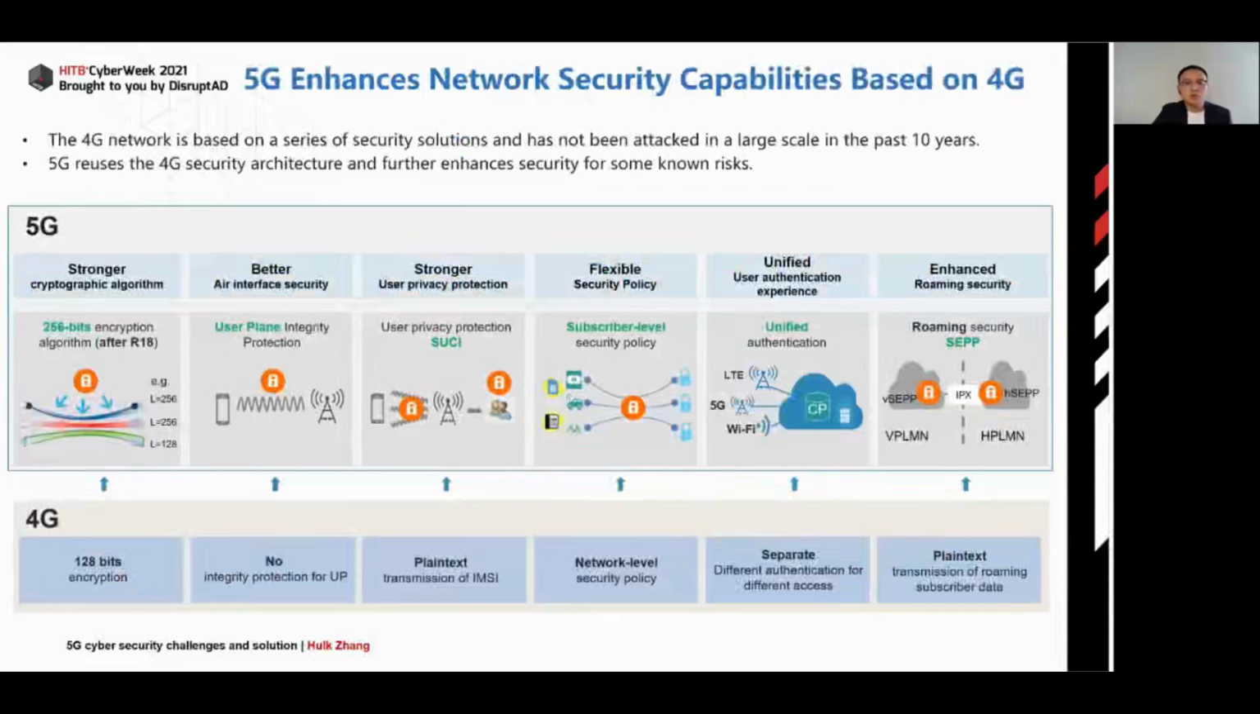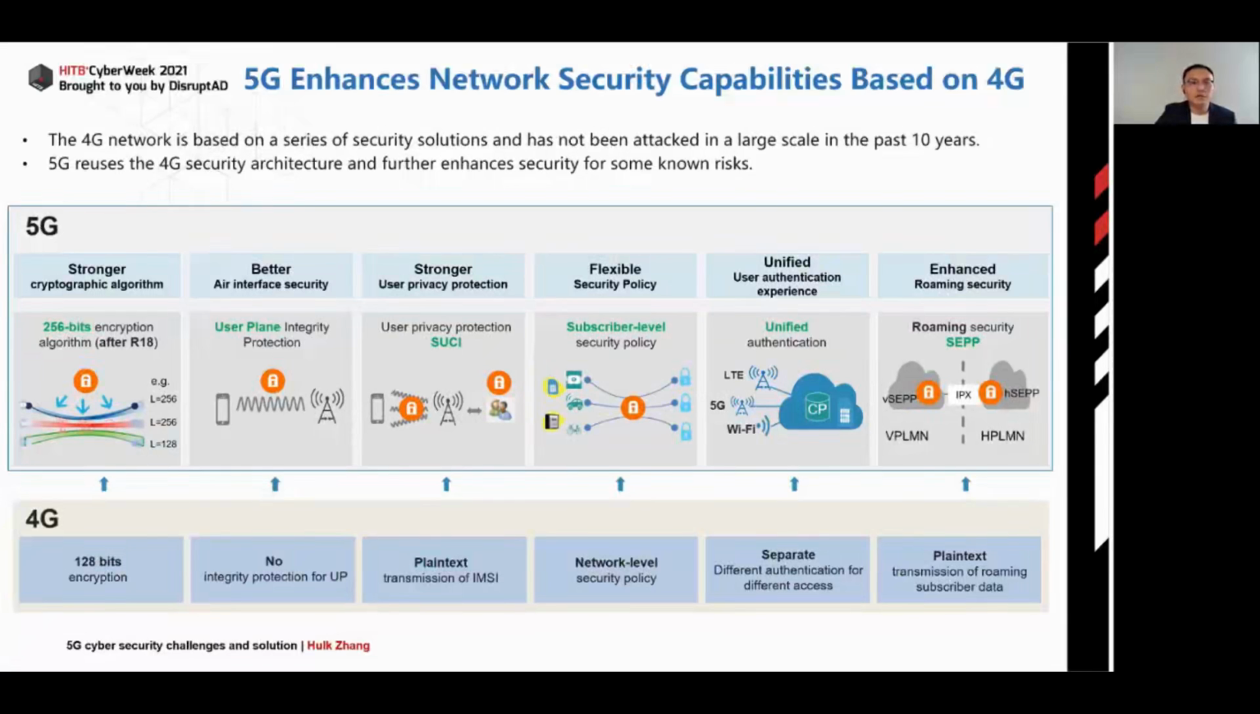However, does that mean the 5G network is less secure than 4G, or which one is more secure? To answer this question, I think we should first review the security history of 4G. The 4G network is based on a series of security solutions and has not been attacked on a large scale in the last 10 years. So the first thing is we can confirm that 4G is secure. Okay, how about 5G?